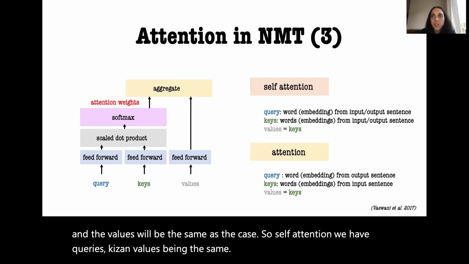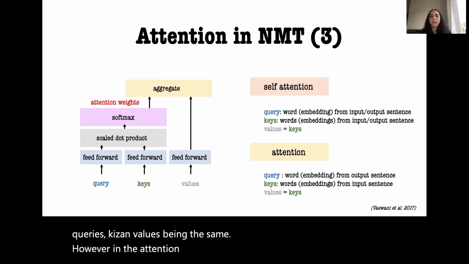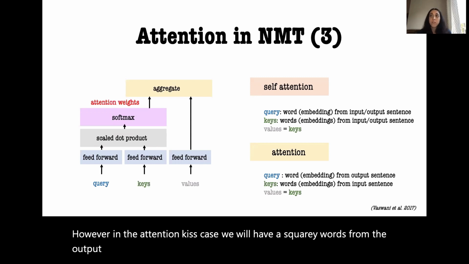However, in the attention case, we will have as query words from the output sentence. As keys, we will have words from the input sentence this time, and as values, we will use the keys again.